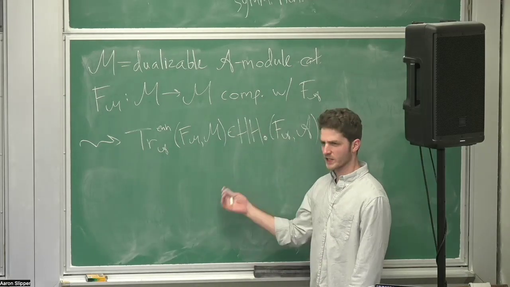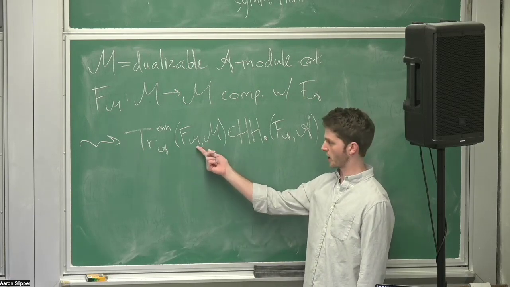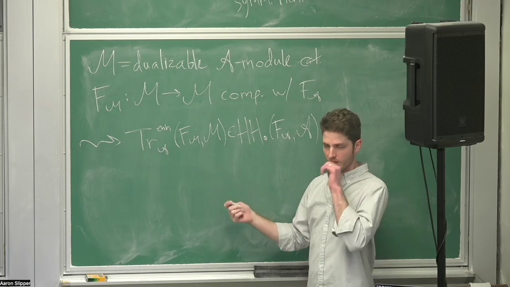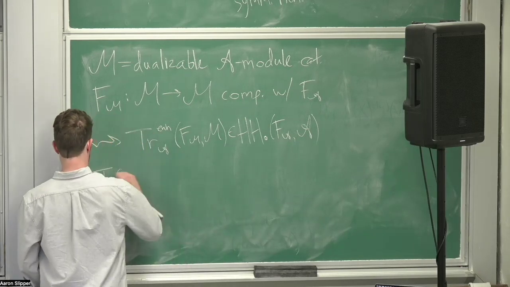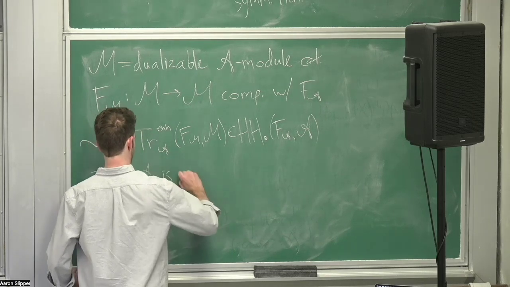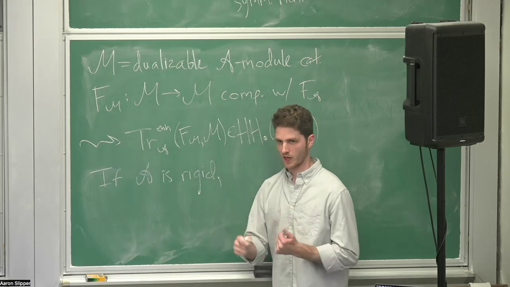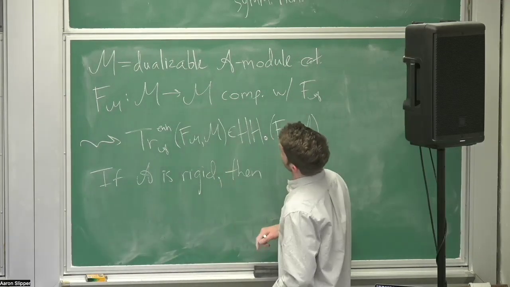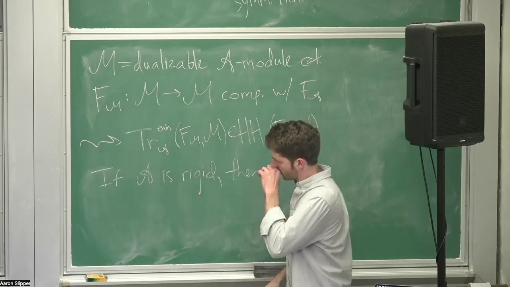And why is it called the enhanced trace? I had something called the trace earlier in a very similar situation, where I just had an arbitrary endofunctor of a DG category, and it was a vector space, right? So what does this have to do with the original trace? Well, it's actually a little hard to say in general, but it's easy to say what it is if A is rigid. Some more general notion: if A were compactly generated, this would mean compact objects are dualizable.